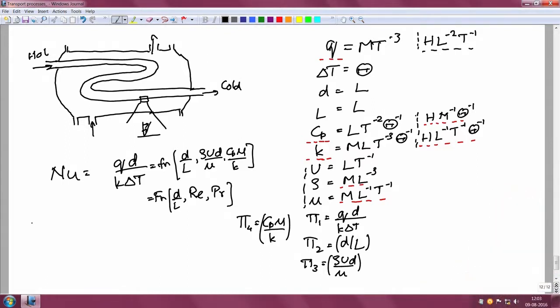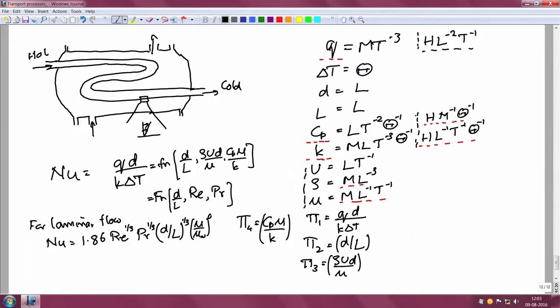For laminar flow, the correlation is that Nusselt number is 1.86 Re^(1/3) Pr^(1/3) (D/L)^(1/3), and (mu/mu_W)^0.14 is what is often added over here.